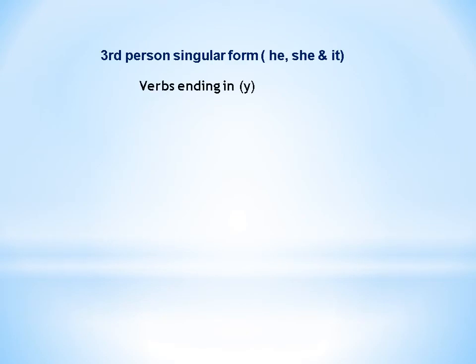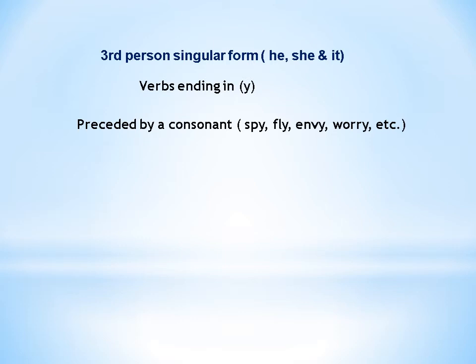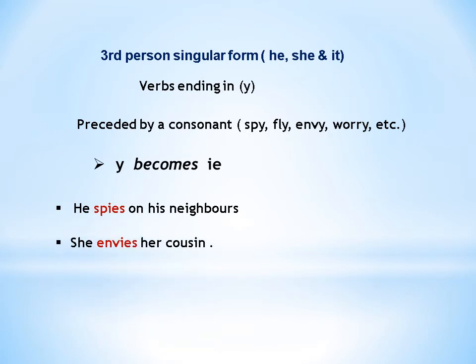Also for verbs ending in a y, preceded by a consonant, for example, spy, fly, envy, worry, the y becomes ie. For example, he spies on his neighbors. She envies her cousin. It worries me a lot.